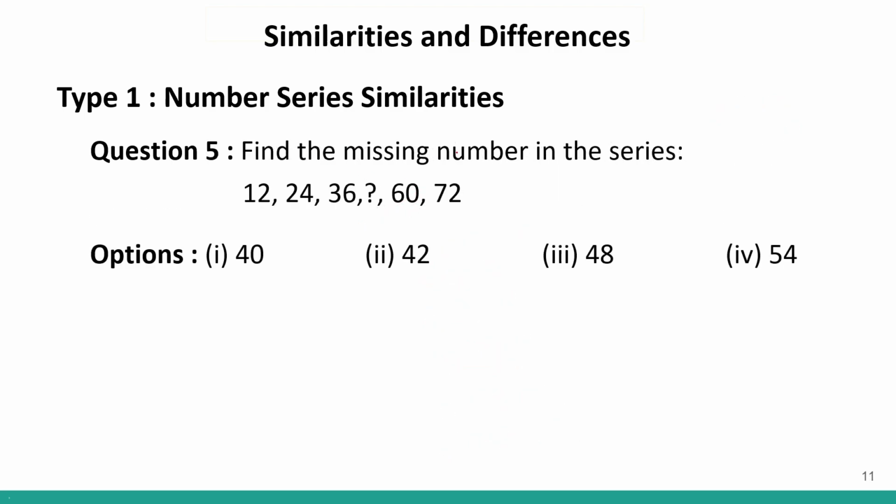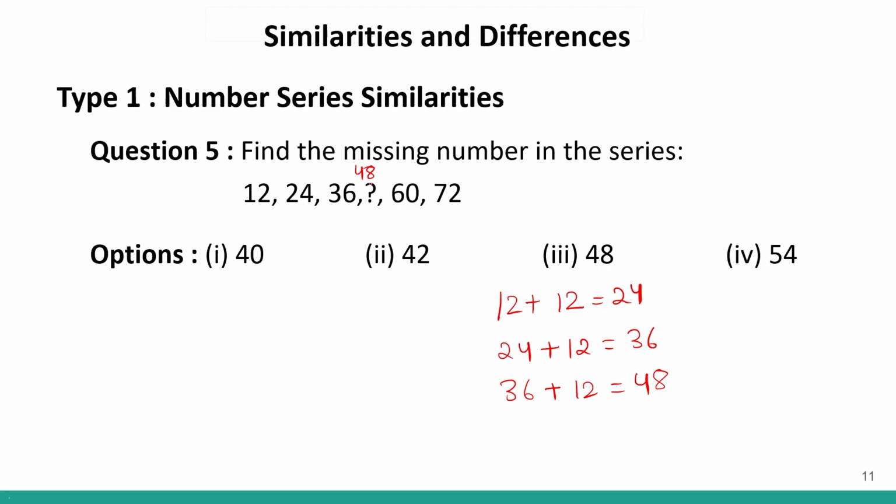Now, we have to find the missing number in this series. I can clearly see that if we add 12 to 12, we'll get 24. Similarly, if I add 12 to 24, I'll get 36. If I add 12 to 36, I'll get 48. So logically, 48 should be the correct answer.